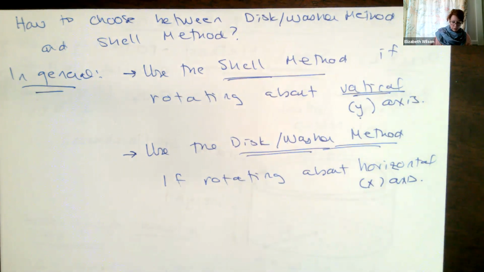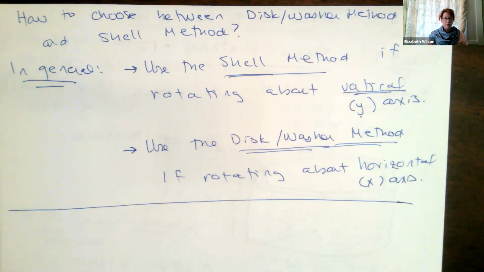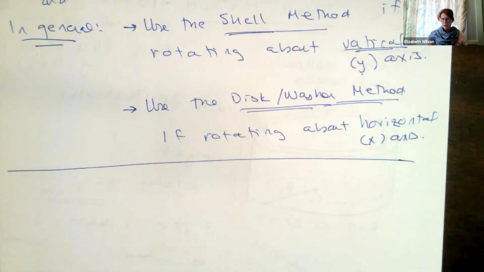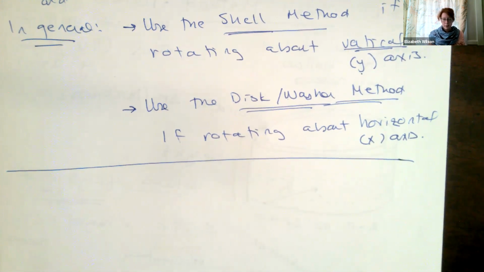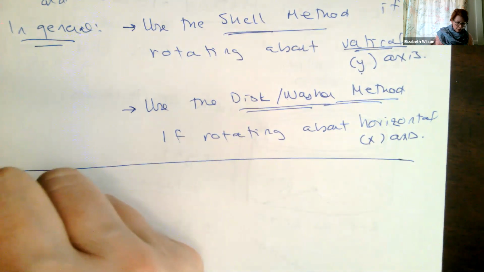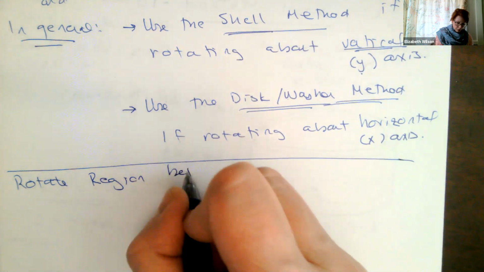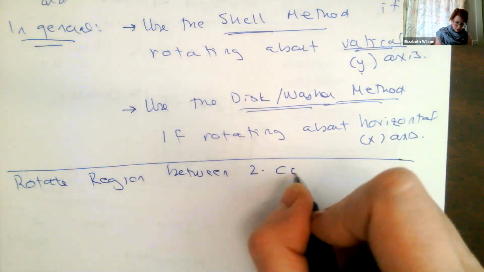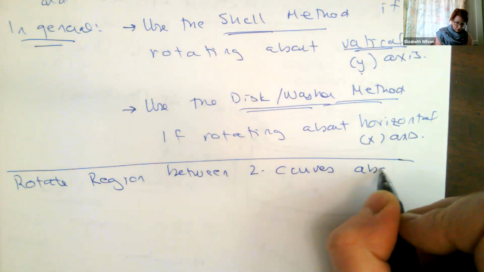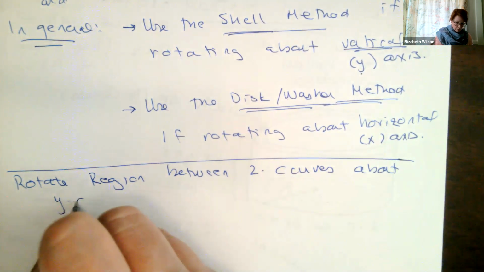Something also to keep in mind, this comes up a lot on our final exams. We always have a question like this, certainly on our midterm, but definitely on our final exam. To make it complex, we usually take the region between two curves, and rotate it around a horizontal and around a vertical axis to see what that looks like. So if we want to rotate the region between two curves about, say, the y-axis.